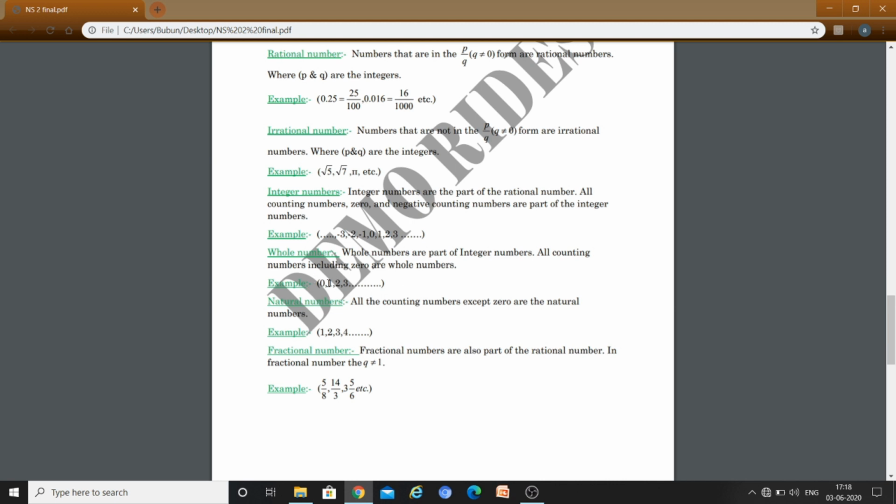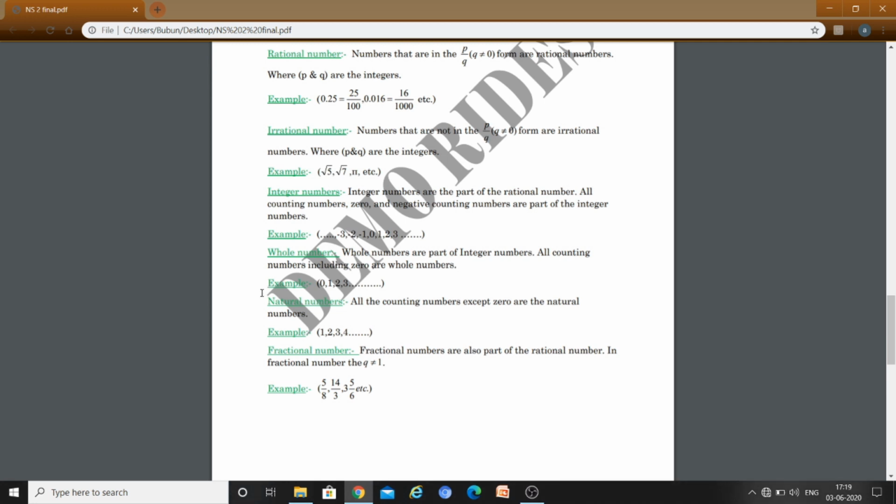What are the natural numbers? All the counting numbers except 0 are the natural numbers. Okay, this is the main point here, except 0. Repeat with me, all the counting numbers except 0 are the natural numbers.